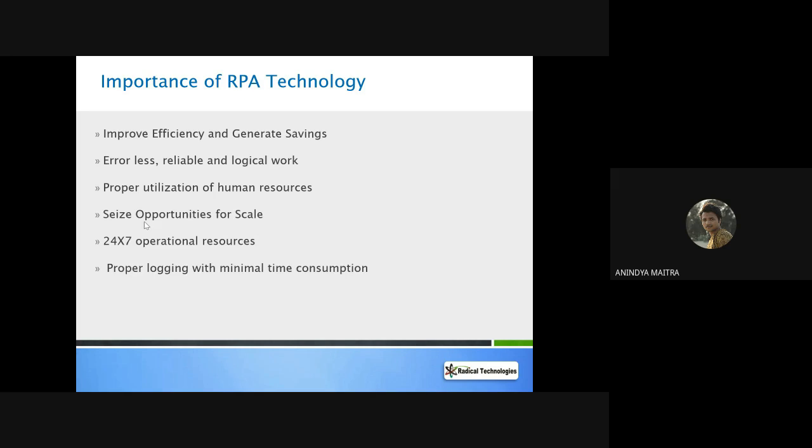Next, proper logging with minimal time consumption. Logging is very important when a robot is working alone. In IT, if I develop even a simple .NET application, I will write logs in that: what is happening, what steps this code is following. So in a robot also we write logs. Logs help us analyze what steps the robot has performed, what decisions it has taken, and based on what data. That's important. And for minimal time consumption, as I said, robots are usually faster than humans.